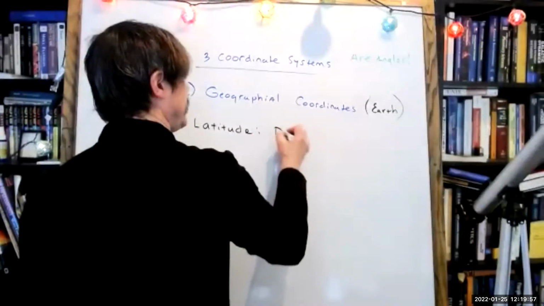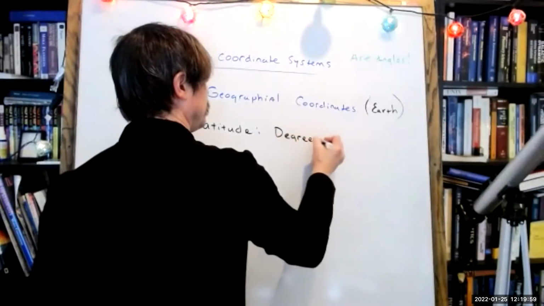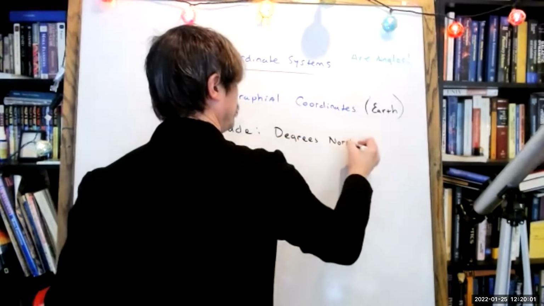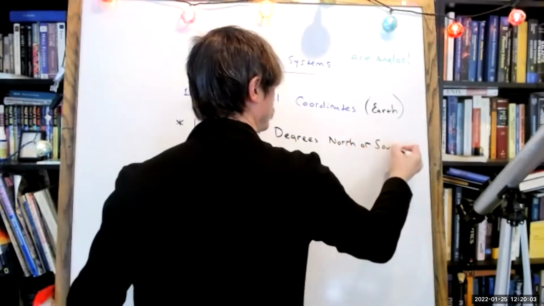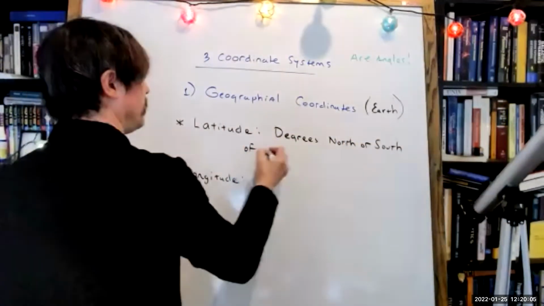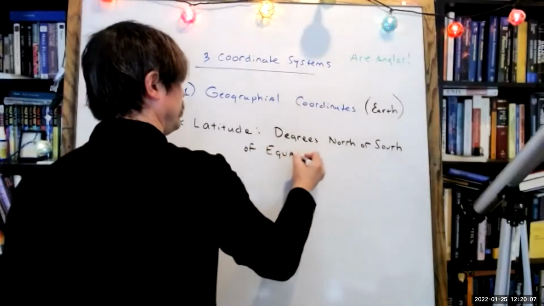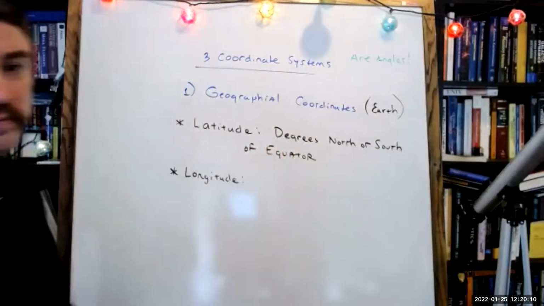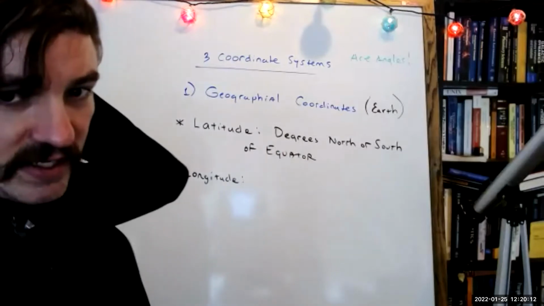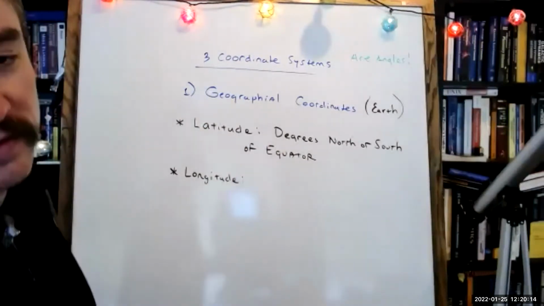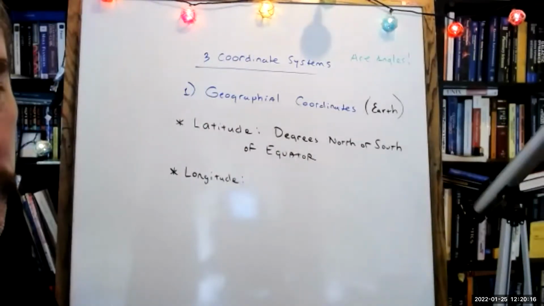Latitude is defined as your degrees north or south of the equator. It's customary to specify the angle and the direction. We'll try a few examples in just a moment.